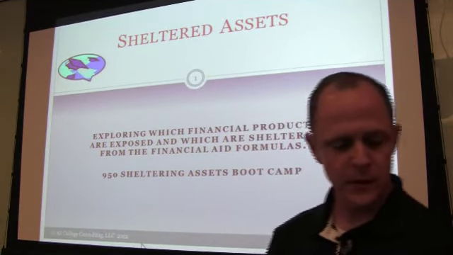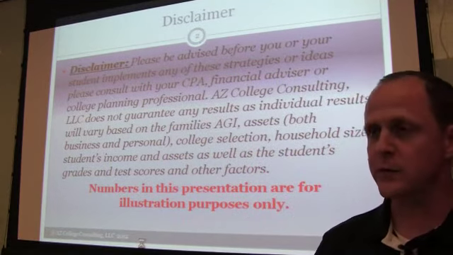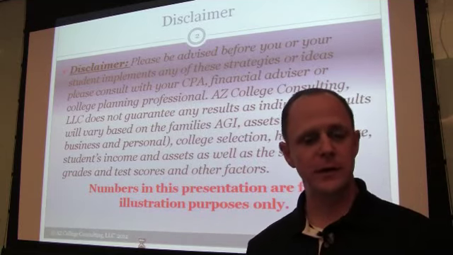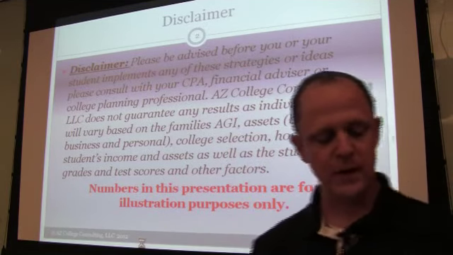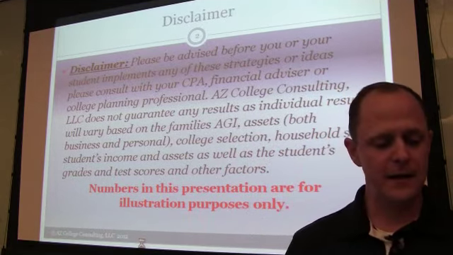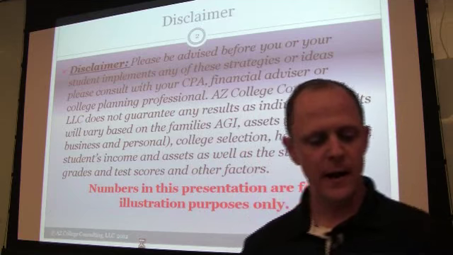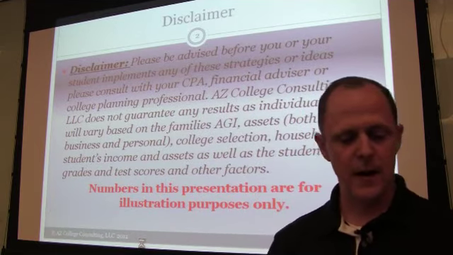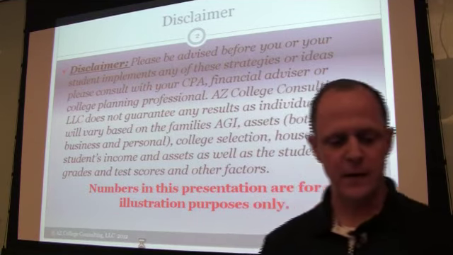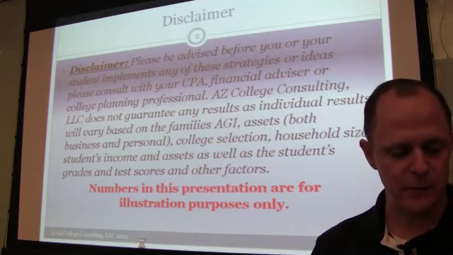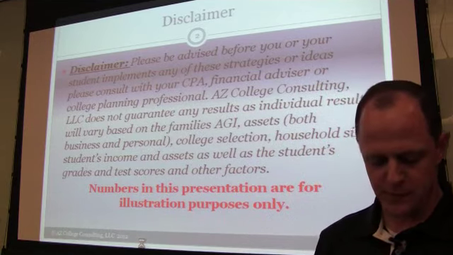Okay. So I do have a disclaimer, and that is, please be advised before you or your student implement any of these strategies or any of these ideas, please consult with your CPAs, your financial advisors, and your college planning professionals. AZ College Planning does not guarantee any results, as individual results will vary based on the family's AGI, assets, both business and personal assets, as well as the college selection and the applications, the household size, the student's income and assets, as well as some other factors including grades and test scores. Okay? The numbers that I am using in this presentation are for illustration purposes only.